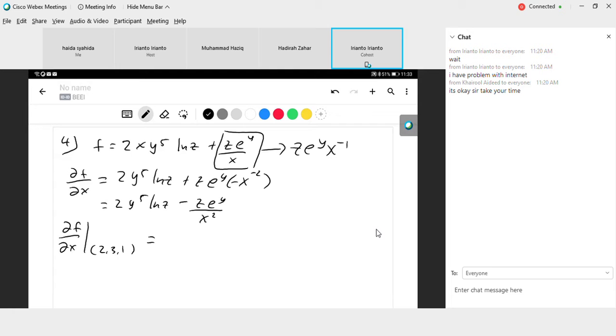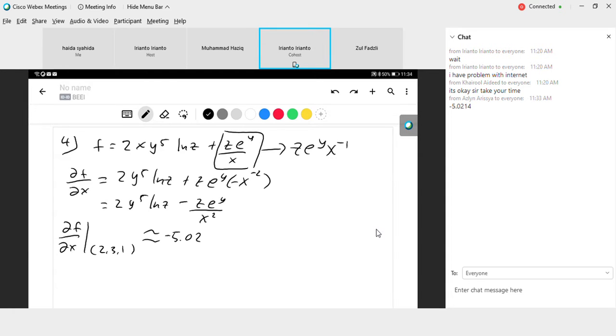Approximately, do you use a calculator? Just the decimal number, approximately. e to the power of 3 will be what? Use a calculator. Negative 5.02. Okay, good.